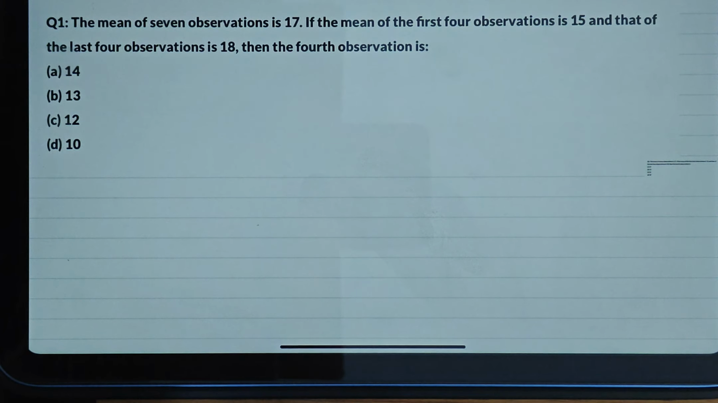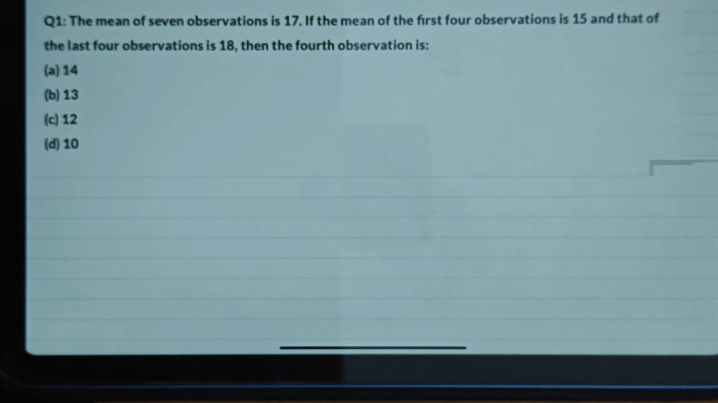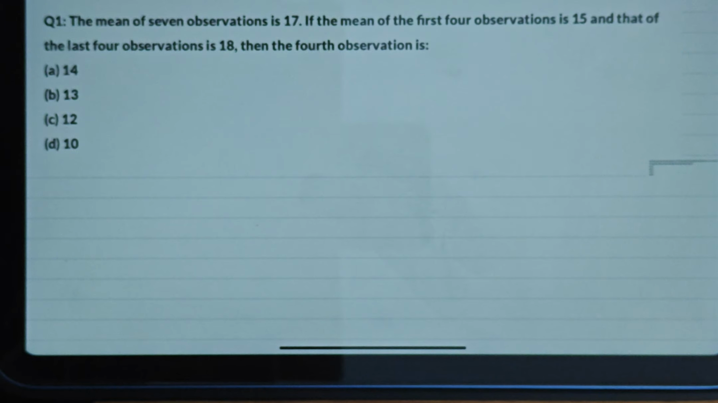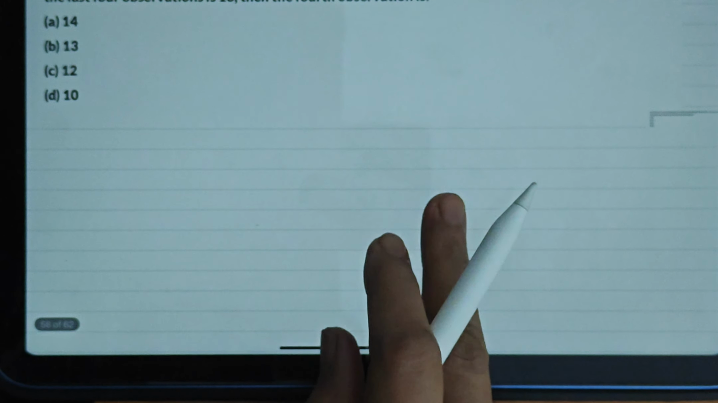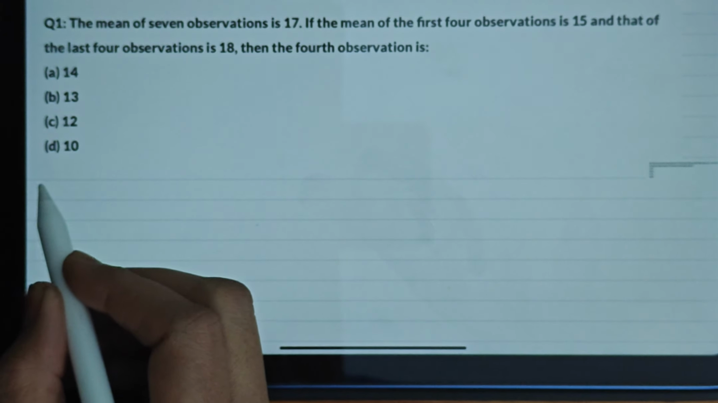Now today we'll learn the statistics questions, short answer questions. Number one: the mean of 7 observations is 17. If the mean of the first 4 observations is 15 and that of the last 4 observations is 18, then the fourth observation is. This is the question, okay? Now solution.